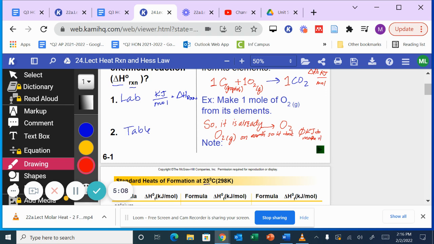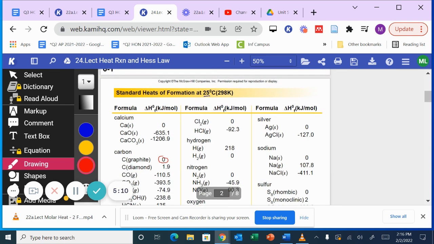Okay, let's go ahead and look at all these delta heat formations. So to make calcium, it's 0. What does that mean? It took no energy to make it. No energy is needed to make it because calcium is already like that. Calcium is already a solid on Earth. I didn't have to do anything to it, so 0 energy.